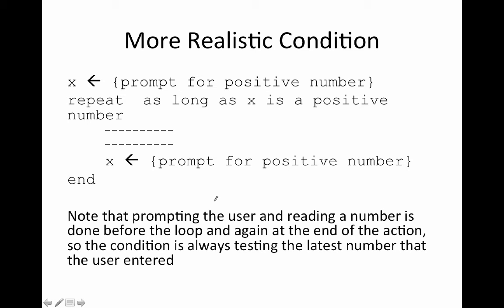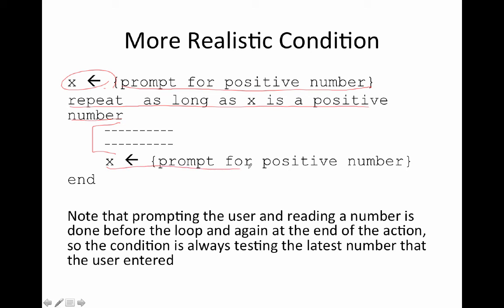So here's a slightly more realistic condition than what we had before. We might, instead of assigning a value to x, prompt the user for a positive number, for example. So when the user types in a number, we're going to store it in x. And then our loop might say, repeat as long as x is a positive number. So we're asking the user to type in a positive number. Maybe they do, maybe they don't. But we're going to prompt the user for a positive number, and we're going to keep repeating the action here as long as x is a positive number.